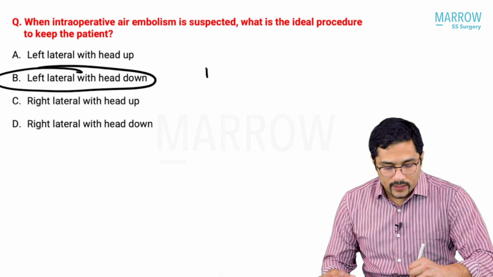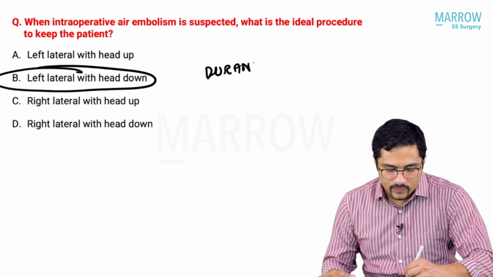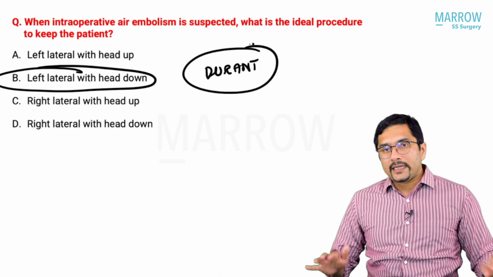Some people like to call it the Durant's position as well. Left lateral and head down. Basically, this prevents air from going into the pulmonary circulation, right? So, this position, left lateral head down, will prevent air from going into the pulmonary circulation. And if there is excess quantity of air, sometimes you can even aspirate it under ultrasound guidance. From the heart, you can aspirate the air.